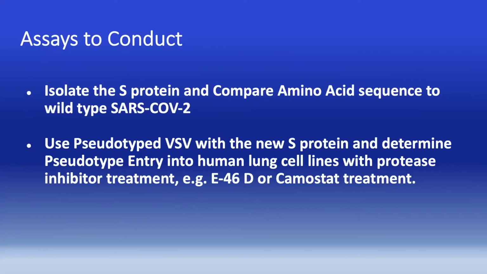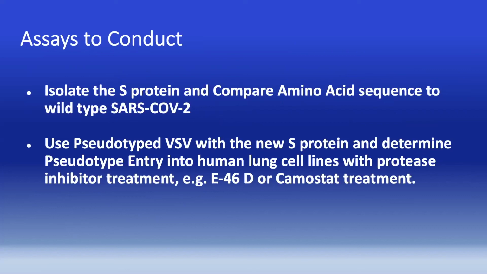Next, we would use pseudotyped VSV and transfect it using a retroviral vector with this new mutated S protein that we hope to see. We'd want to use a pseudotyped VSV in this case because we want to make sure any potential differences we see in pseudotype entry are due to mutations in the S protein, which we would give to the pseudotype exclusively, and not due to some other mutation the SARS-CoV-2 virus ended up accruing while we were mutating it with camostat treatment.